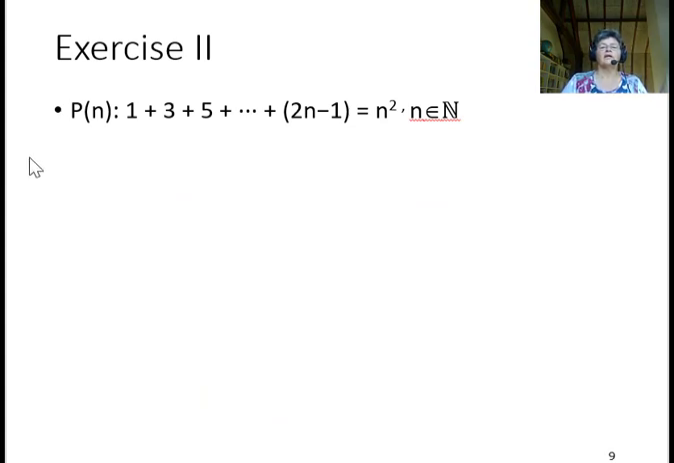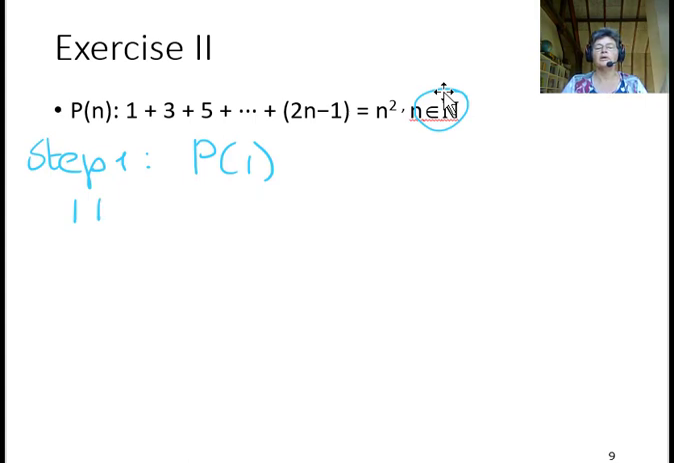Okay, let's have a look at another example. So now we have the proposition 1 plus 3 plus 5 plus up to 2 times n minus 1 equals n squared. And again, the domain is the natural numbers. So we have to prove, step 1, that it's true for the first element. So in this case again, for 1. So we have to prove that P(1) is true. So 1, okay, that's it again. 1 equals 1 squared. Check. That's it. Don't worry about it. Done. So first one, true.